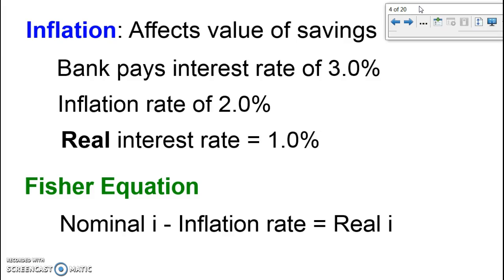The Fisher equation is a way to very, very simply come up with the real interest rate. You just take nominal minus inflation and get real. It is very simplified, but it works for small numbers.